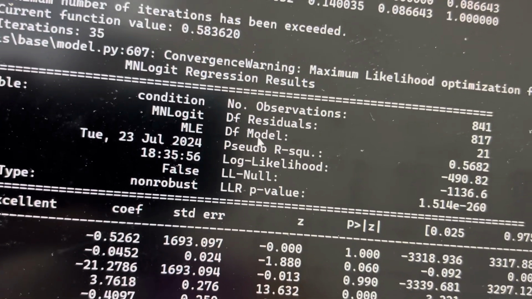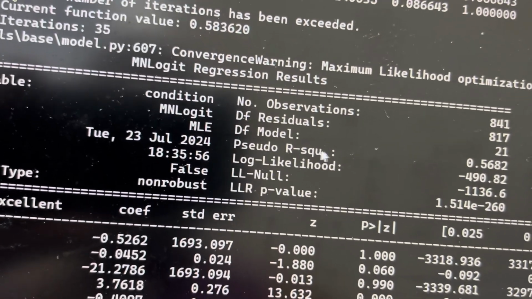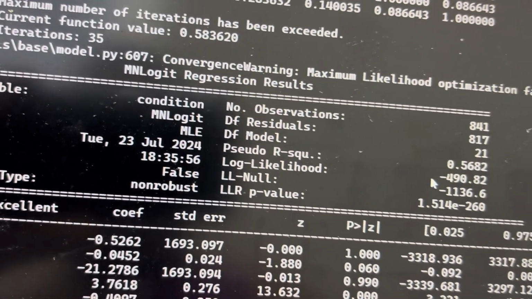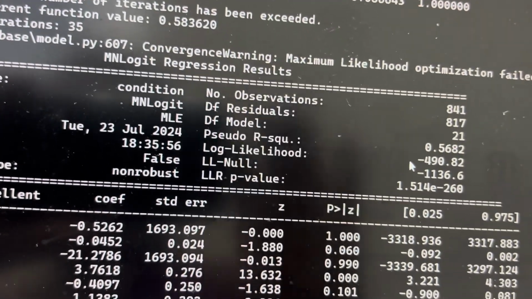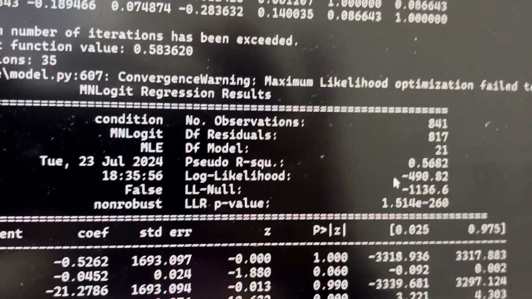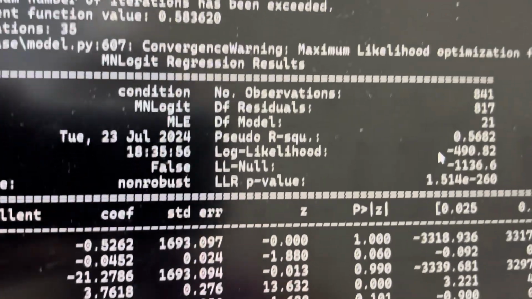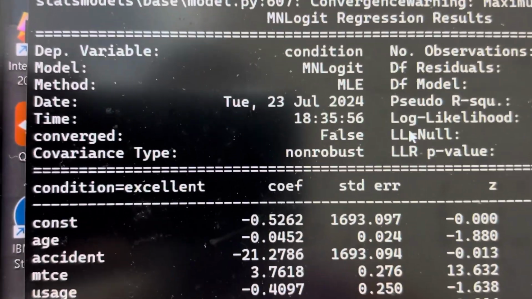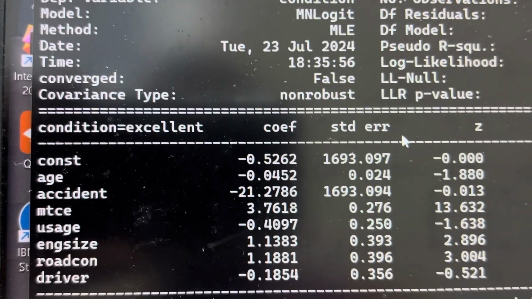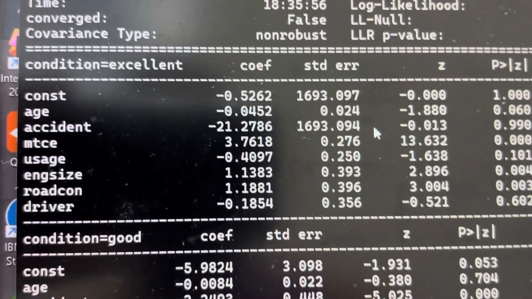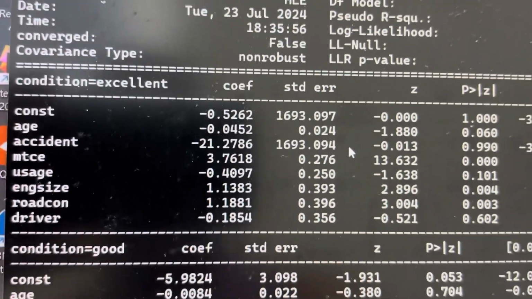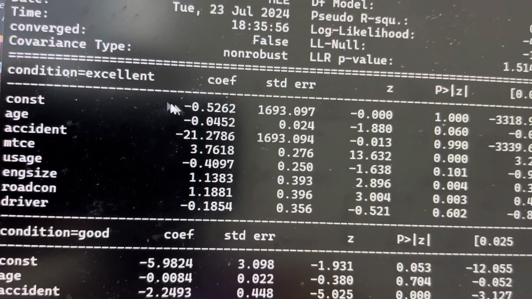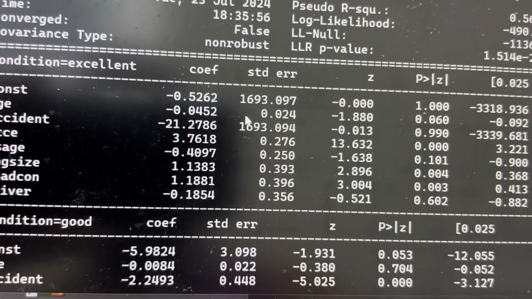Then degree of freedom of model is 21. Then pseudo R squared is 0.5682, which is fair enough. And then plus others. Now we go on to the coefficient. Now the coefficient is organized according to the conditions that were given.